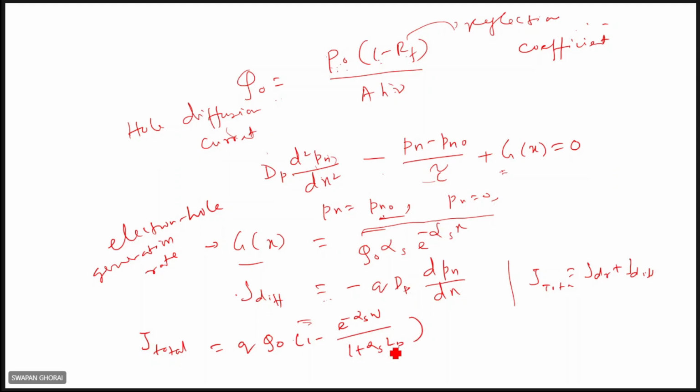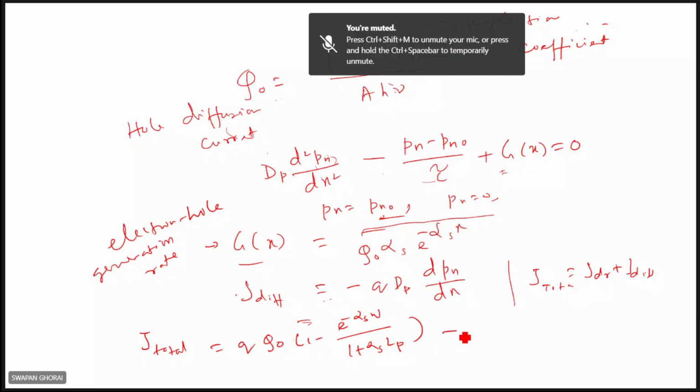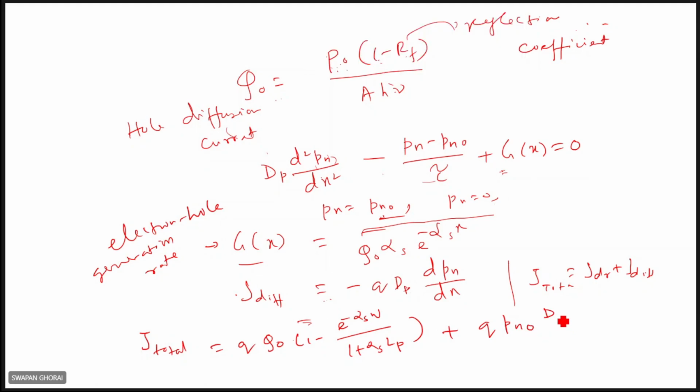After simplification, these things will be there, plus Q Pn0 Dp by L_P, where L_P is the diffusion length. So here you can see these two terms are there.